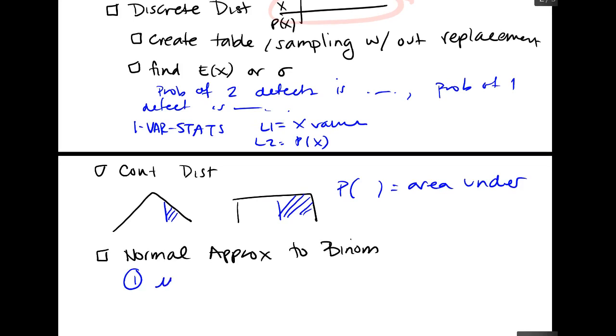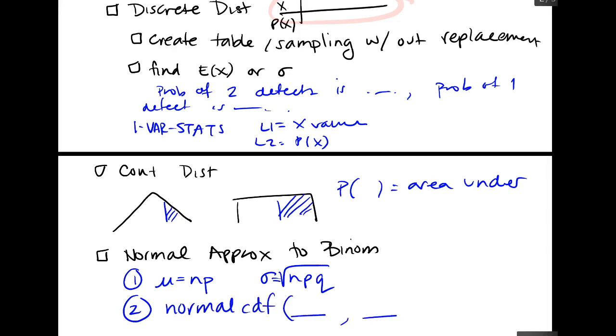Step 1, you're going to find the mean and the standard deviation for a binomial. And then step 2, you're going to use that mean and standard deviation in a normal CDF question. So you'll still have your lower, your upper, and then that mean and standard deviation you just found. So I'll post up those videos on that normal approximation to the binomial, but this is exactly what's coming from part 5. I really can't get any more exciting with this.